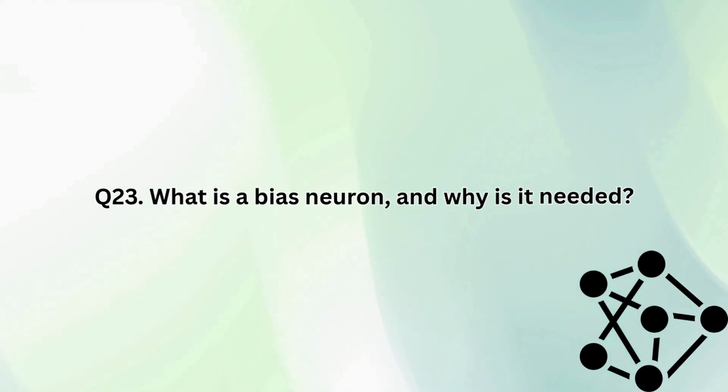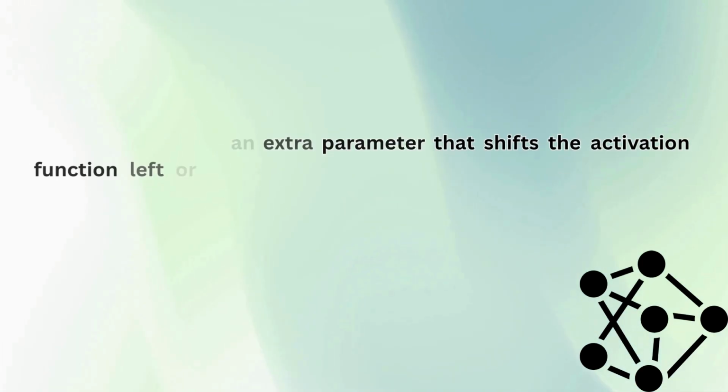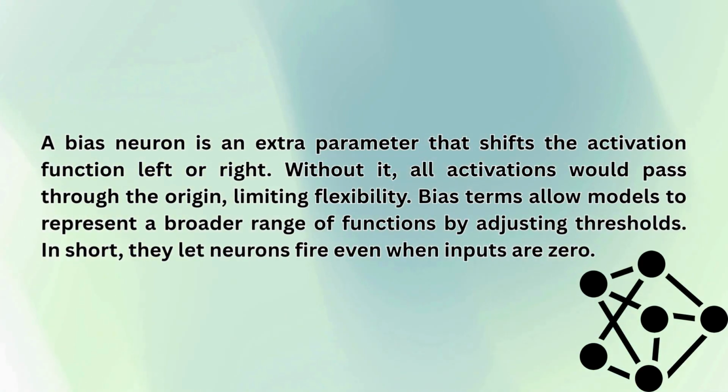What is a biased neuron and why is it needed? A biased neuron is an extra parameter that shifts the activation function left or right. Without it, all activations would pass through the origin, limiting flexibility. Bias terms allow models to represent a broader range of functions by adjusting thresholds. In short, they let neurons fire even when inputs are zero.